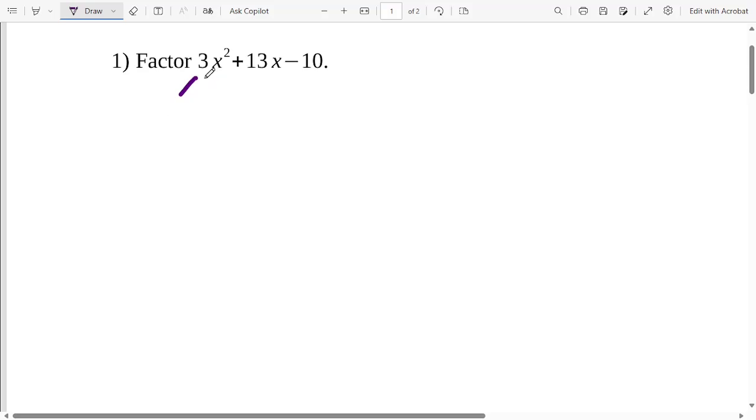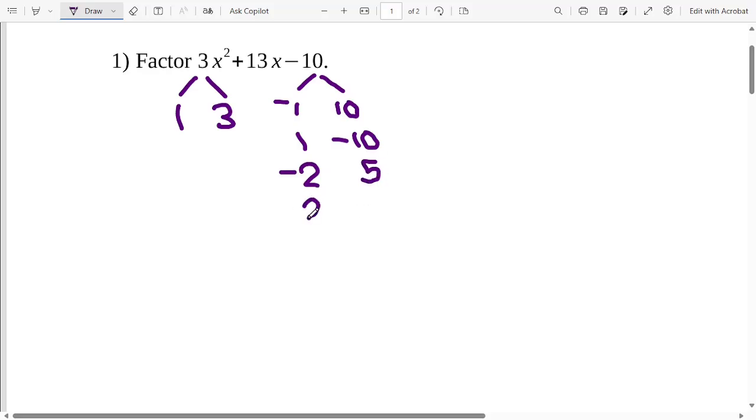I'm going to list the positive factors of 3, so 1 and 3. And then I have a positive here and a negative here, but I'm not sure how it's going to arrange with 1 and 3 yet. So I'm going to list all the factors of negative 10. So we got negative 1 times positive 10. We got positive 1 times negative 10. We've got negative 2 times positive 5, and we've got 2 times negative 5.